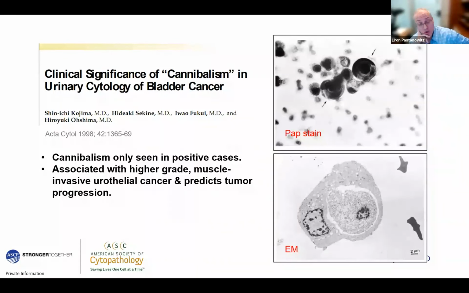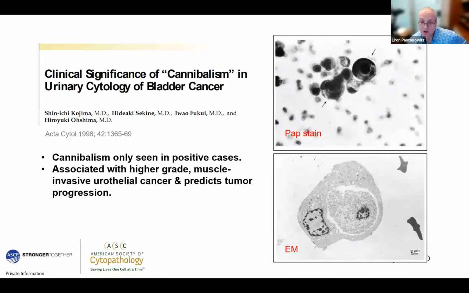For those of you who do look at urine cytology cases, you probably have encountered this phenomenon, which some people call cannibalism, or what we can also call a cell-in-cell arrangement. Now, there have been very few papers about this in the literature. Here's one paper from 1998 from these Japanese researchers where they found cannibalism, but only in about 300 positive cases. And usually it was associated with a high-grade, muscle-invasive, progressing urothelial carcinoma.